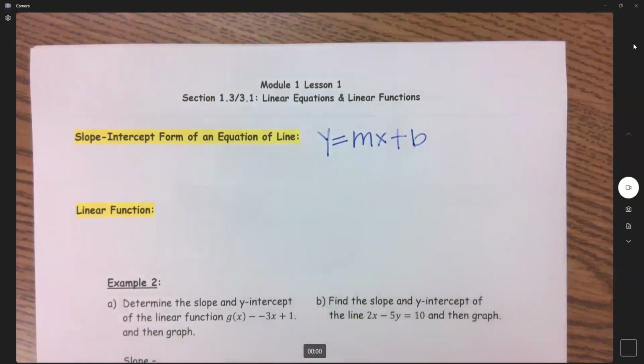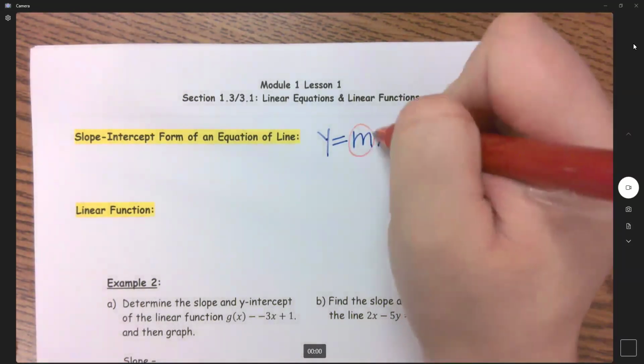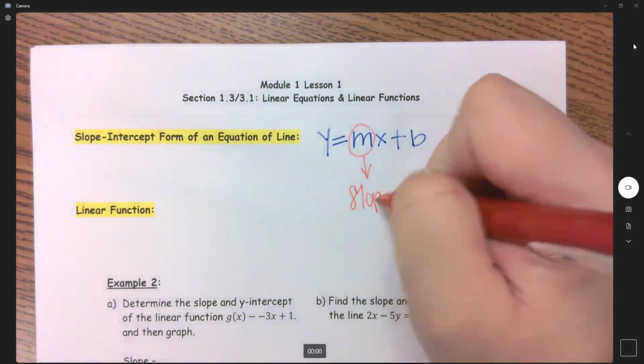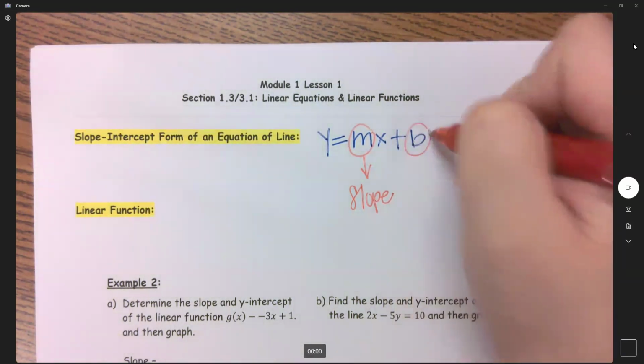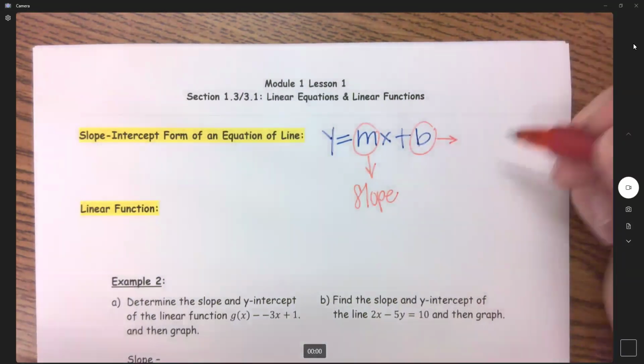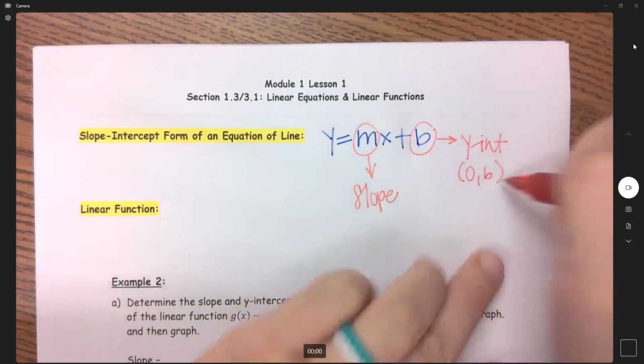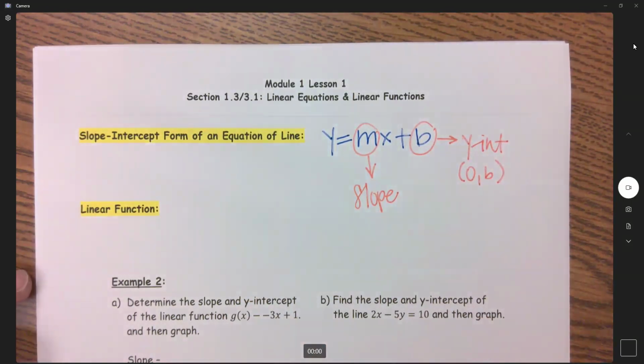All right, last lesson we talked about slope and we were able to determine slope from a graph, a table, or two ordered pairs. Now we're going to focus on slope-intercept form of an equation of a line. And our slope-intercept form is y equals mx plus b. Hopefully we recognize m. M is still our slope. So then b represents my y-intercept. And my y-intercept will always be in the form of 0, comma b.